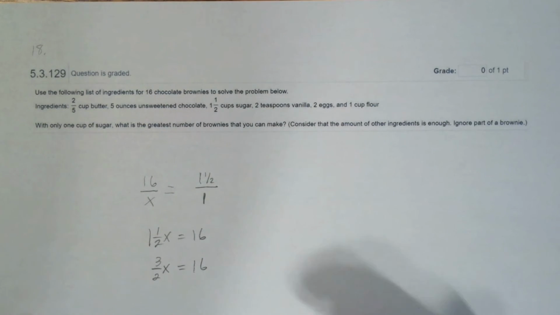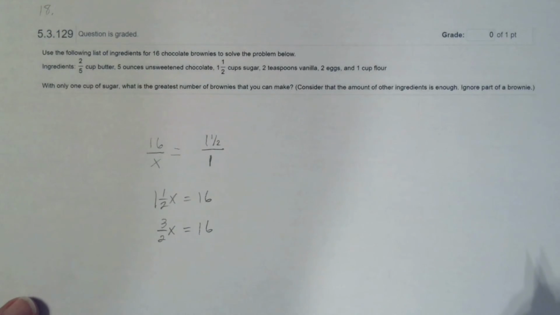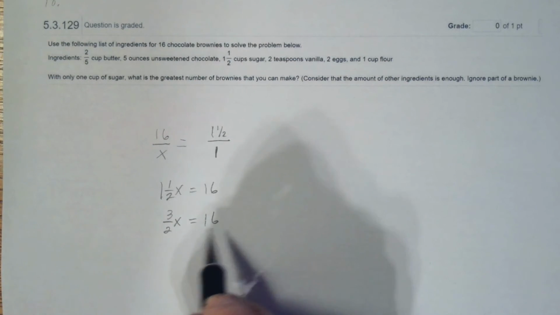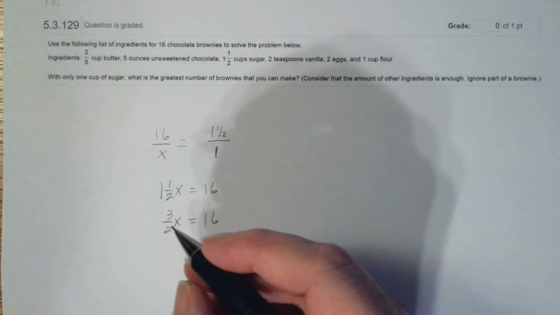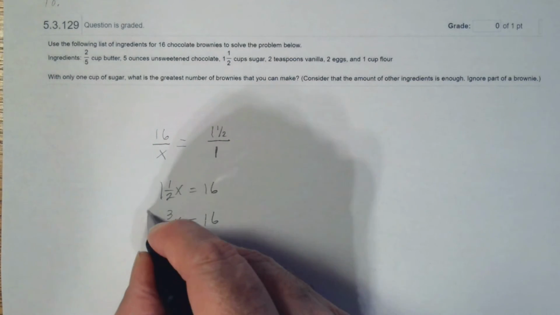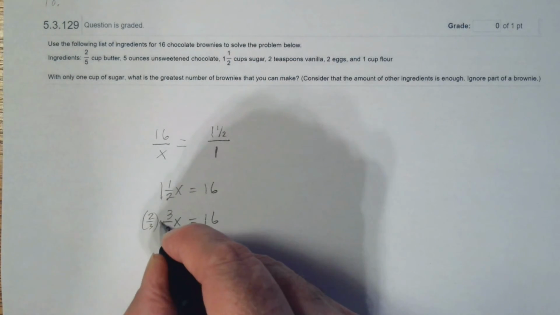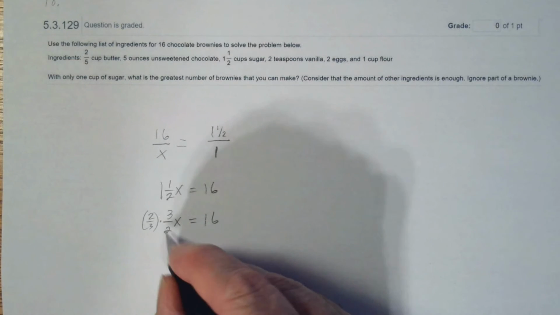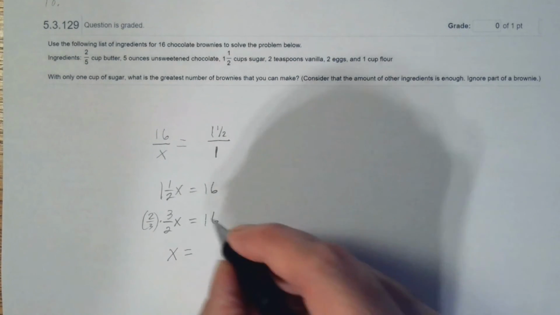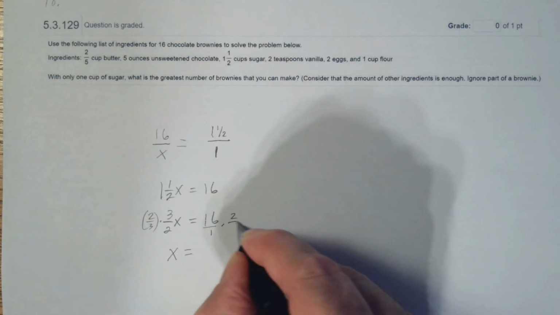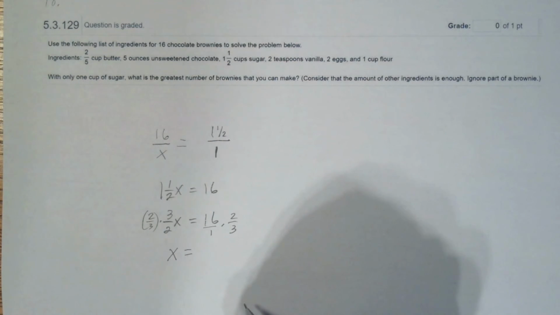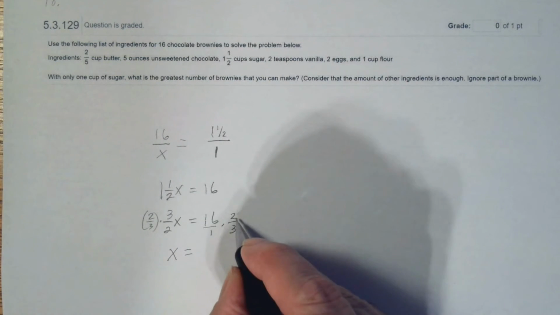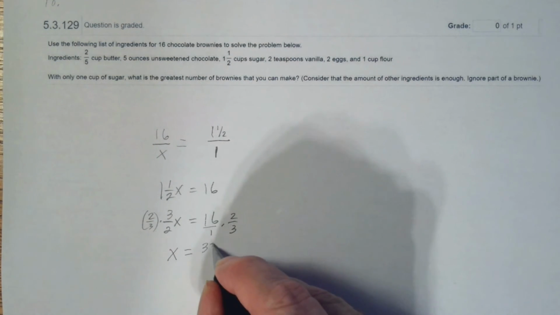And then to solve this equation, you could do it in 2 steps. You could multiply both sides by 2 and then divide by 3. I'm going to go ahead and multiply both sides by 2/3, which is the reciprocal here. When you multiply reciprocals, you get 1. So this is 1x. And on the other side, we'll also multiply by 2/3. And so that's 32/3.